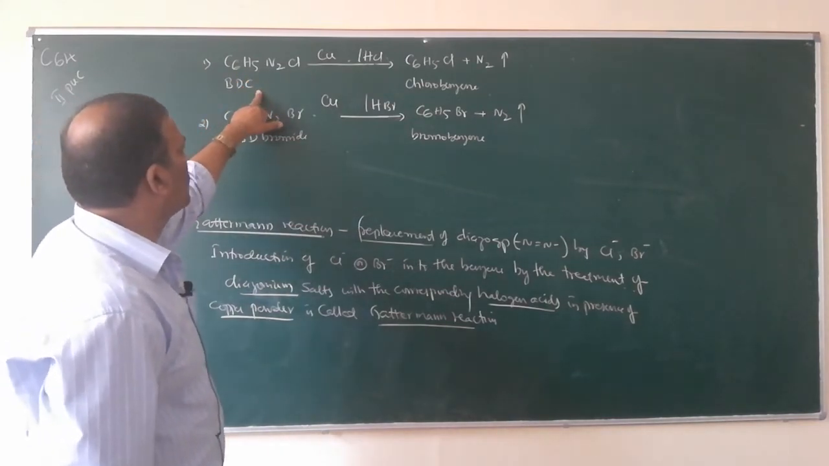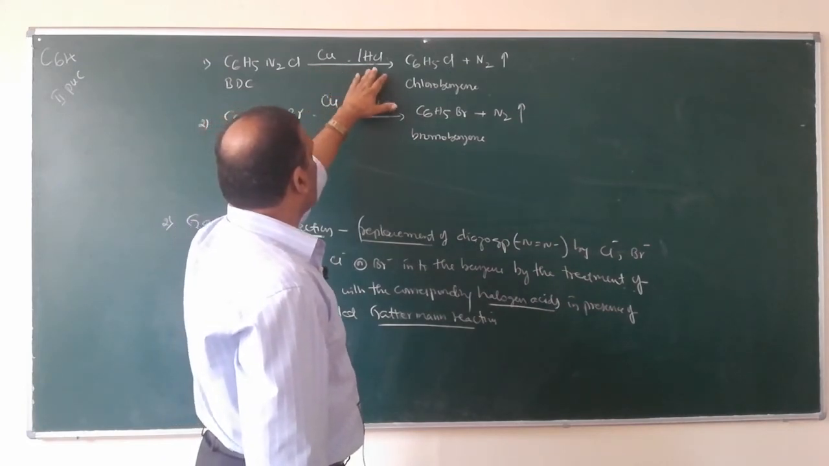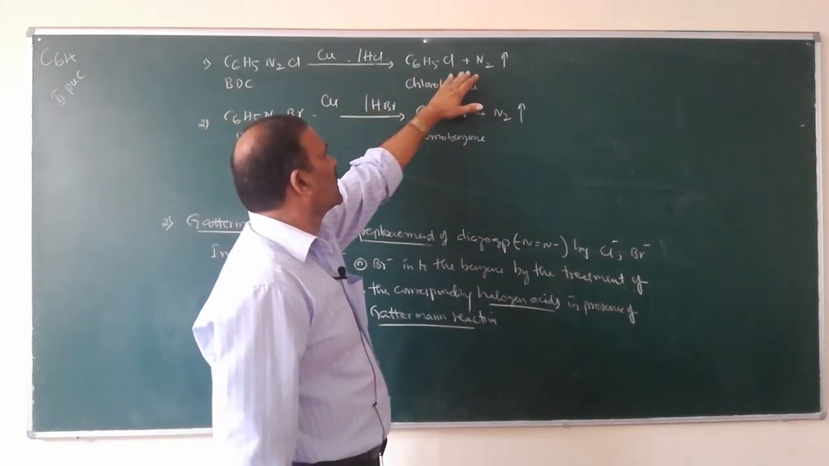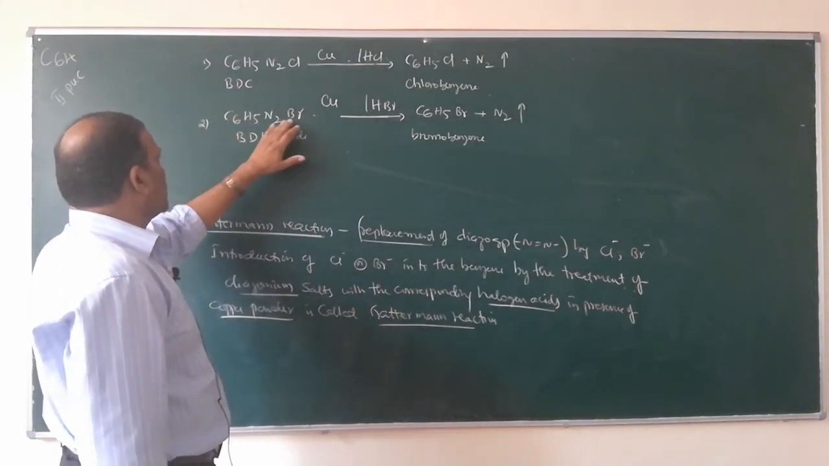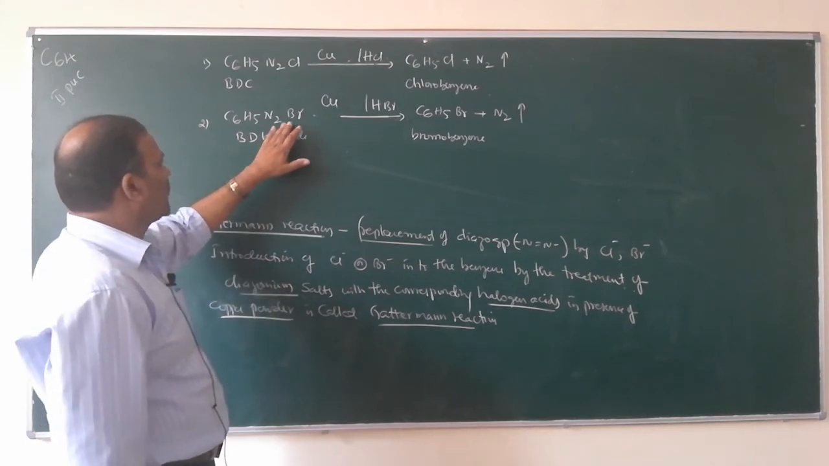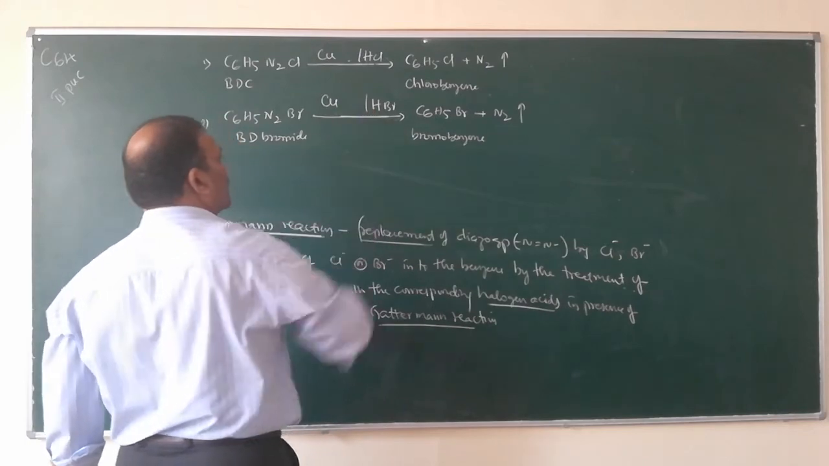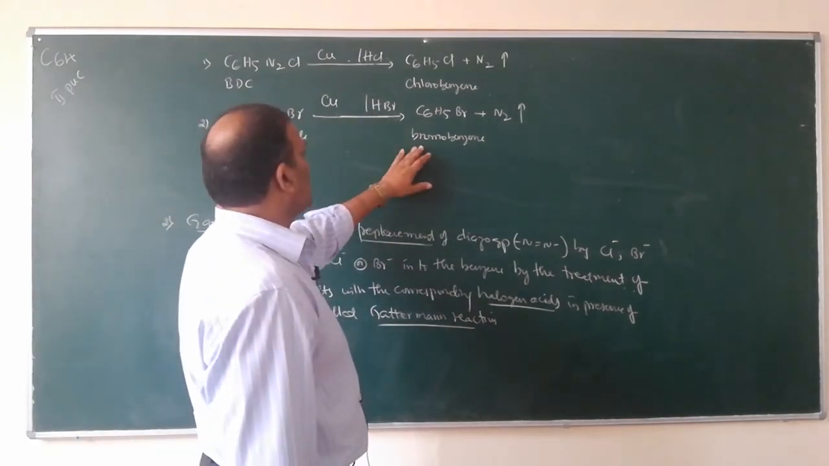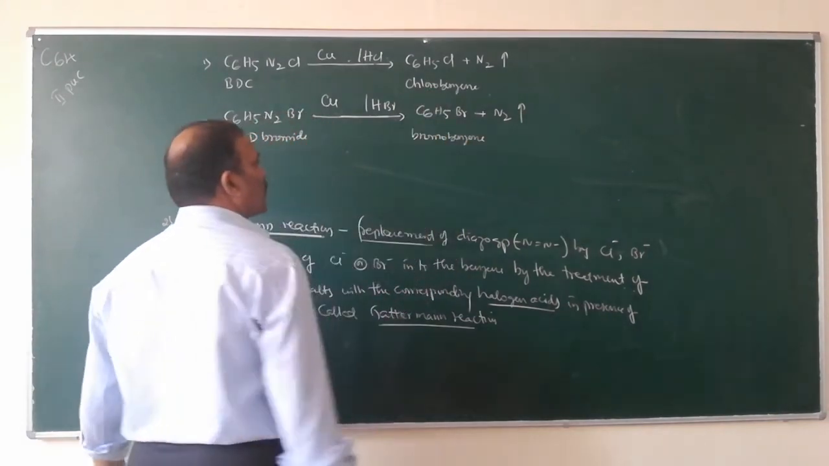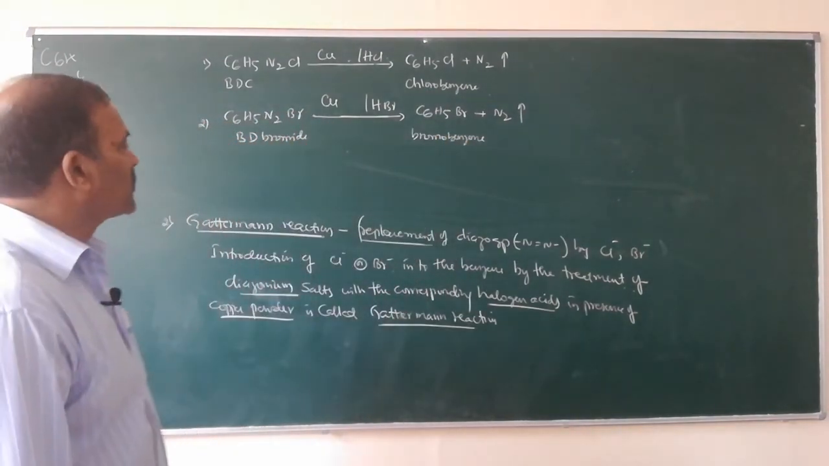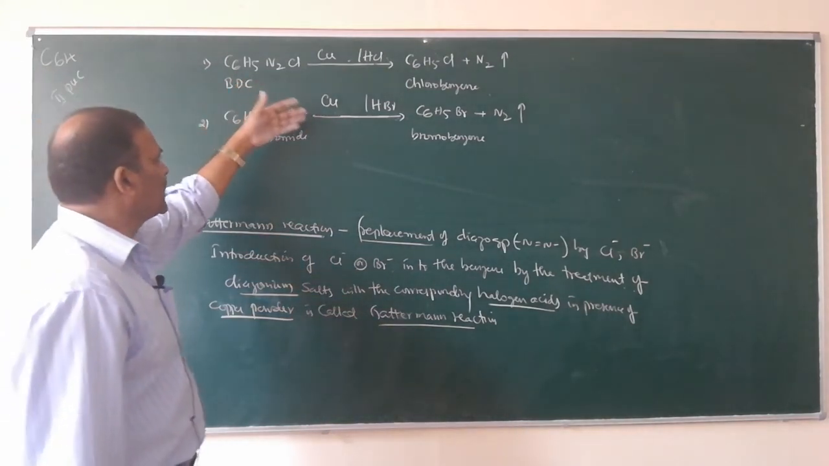C6H5N2Cl, benzene diazonium chloride, in presence of Cu and HCl gives C6H5Cl plus N2. Here, C6H5N2Br, benzene diazonium bromide, in presence of copper powder and HBr gives bromobenzene. This is chlorobenzene. So this is Gattermann reaction. You write down this reaction.